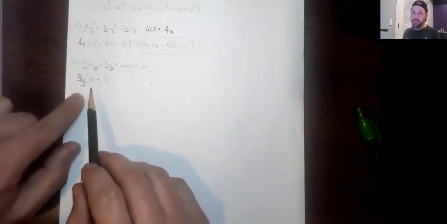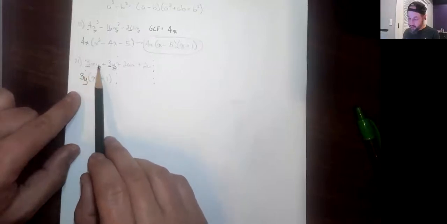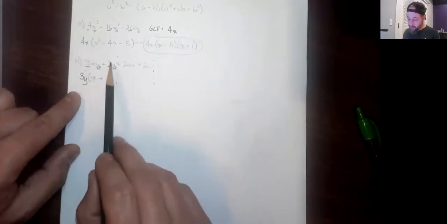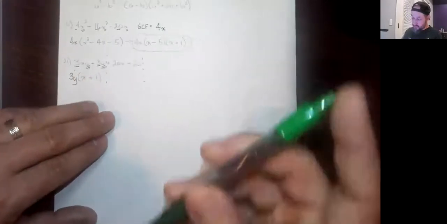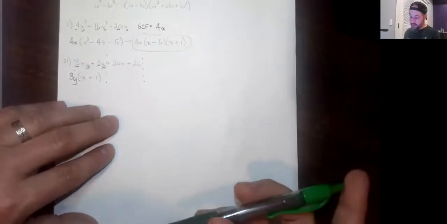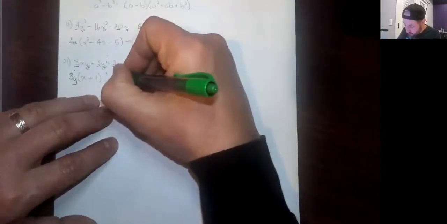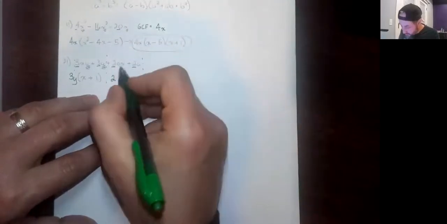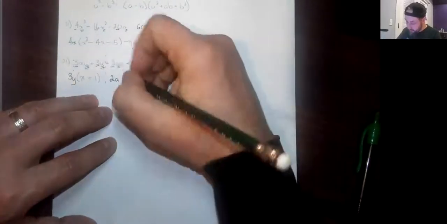Now, you can always double check just to make sure there's not a simple mistake. 3y times x is 3xy. 3y times 1 is 3y. So that works. Now here, I'm just going to go ahead and do this, and then I'll explain what we're looking for afterward. You look for a greatest common factor. There's a 2, so I'm going to pull a 2 out. Then I look at a, and I can get an a out of both. I can't get that x out of both of them.